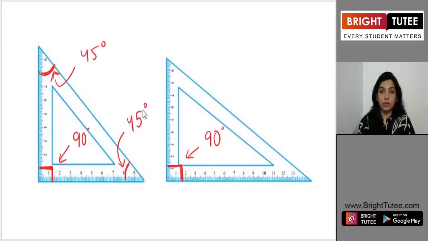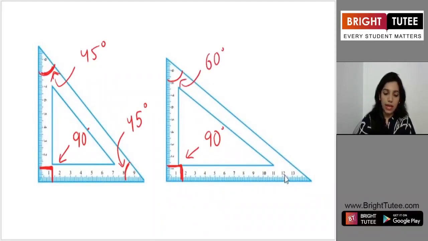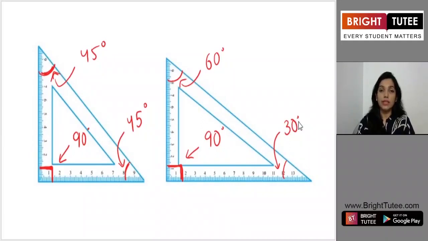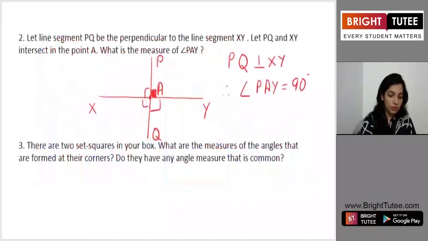Now let us look at the measures of the second set square. Students, here the bigger angle that we see, this angle, measures 60 degrees. And here the smaller angle measures 30 degrees. I hope this is clear how we can see a 90 degree angle in the set square. Now the question says that there are two set squares in your box.